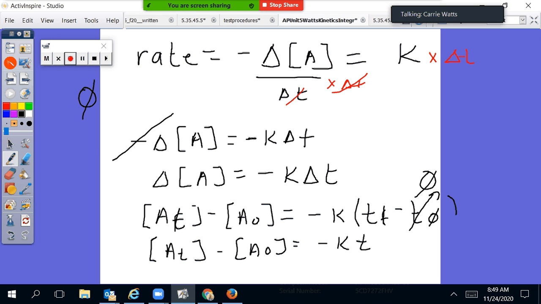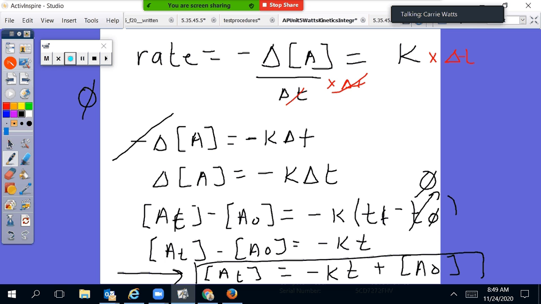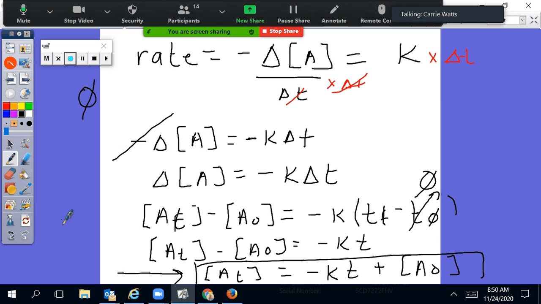We're going to add A naught to both sides. A T equals negative K T plus A naught. And there you get your final equation, which is your equation of the line. That's your integrated equation, and that's what's going to happen with all of them. Number 2, I could show you too. Number 3, I would say Google it.